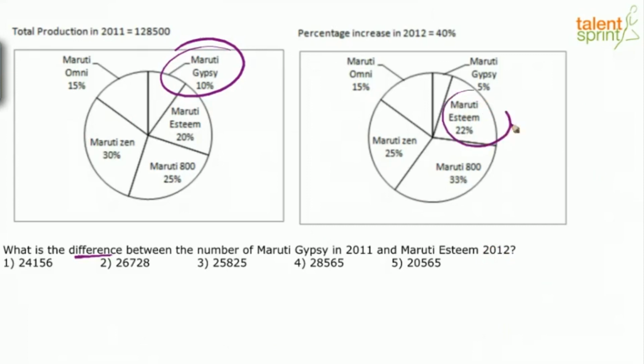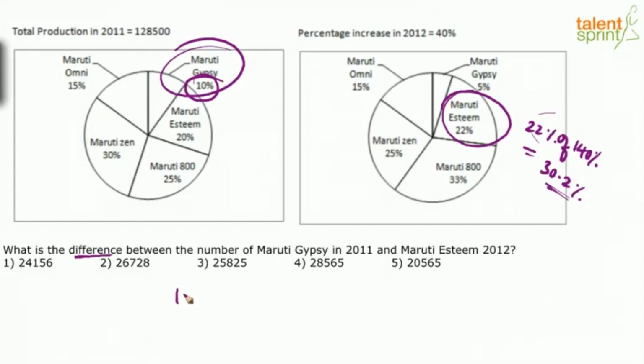Remember, 22% of 140%. So 22% of 140%. How much is that? 28% plus 2.8%, 30.2%. Yes or no? Again, calculations your lookout, right? 20% of 140 is 28. 2% will be 2.8. 28 plus 2.8, 30.2. So now if you see, we have to find out the difference between Gypsy in 11 and Estim in 12. Gypsy is 10%. Estim in 12 is actually 22% of this 140, but by taking percentage of percentage, it effectively comes out to be 30.2.